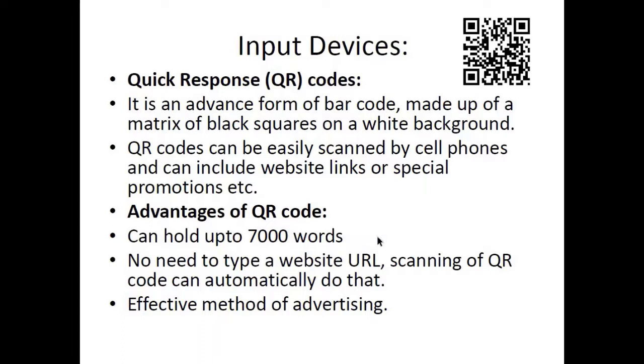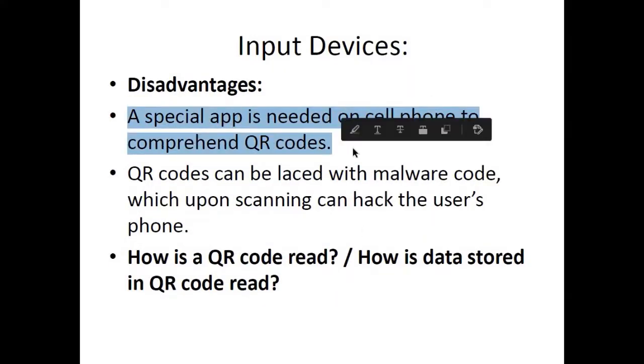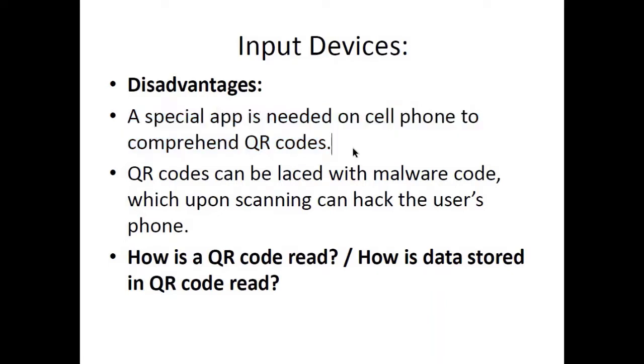Advantages: can hold up to 7,000 words. No need to type a website URL. Scanning of a QR code can automatically take you to a web link, and it is an effective method of advertising. Disadvantages: a special app is needed on a cell phone to comprehend QR codes.